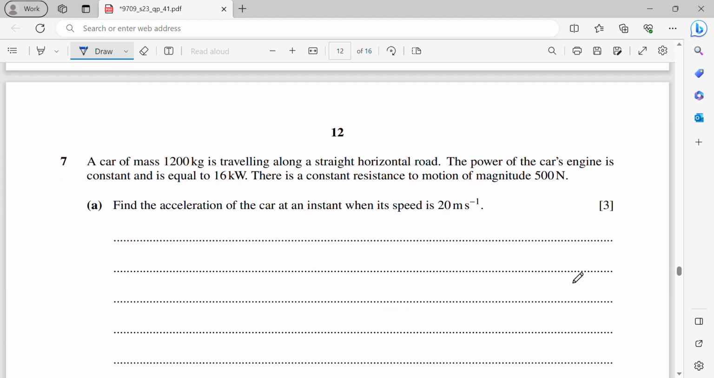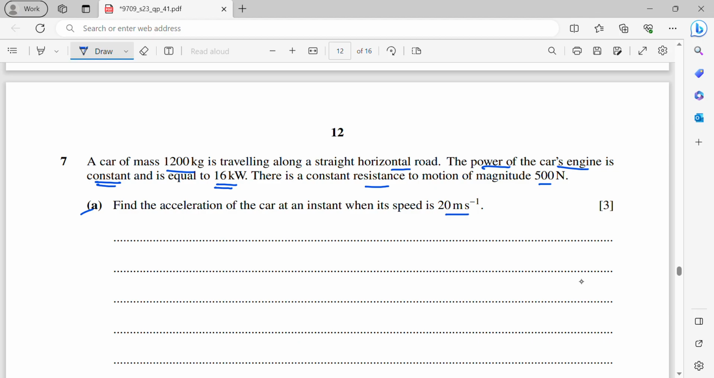Okay, now question 7. A car of mass 1,200 kg is traveling along a straight horizontal route. The power of the car's engine is constant and equals to 16 kilowatt. There is a constant resistance to motion of magnitude 500 newtons. A. Find the acceleration of the car at the instant when its speed is 20 meters per second.